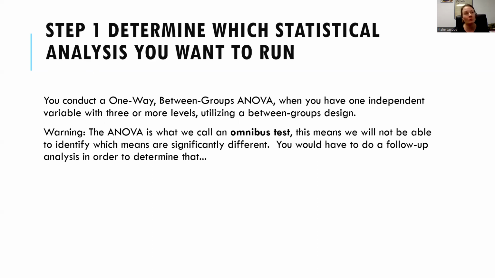Warning, the ANOVA is what we call an omnibus test, and this means we are actually not able to identify which means are significantly higher or lower than the other means. So when we do this analysis, if we find that we have significant results, we are just saying that at least one of our means, if not all of them, because we don't know which ones, is significantly different from at least one other mean that we're testing. So if you find significant results, or our p-value is less than our alpha level in step 6, we would have to do some follow-up analyses to see which groups were significantly different from which ones.